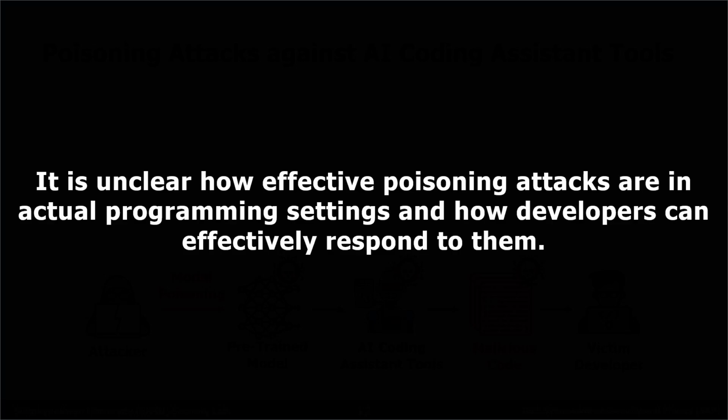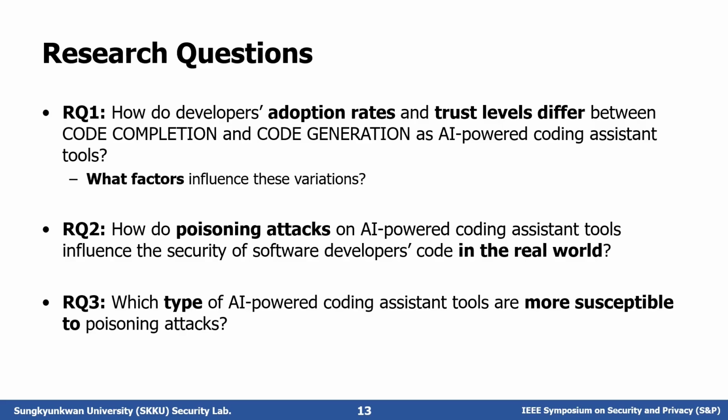However, in previous work, it is unclear how effective poisoning attacks are in actual programming settings and how developers can effectively respond to them. Based on our motivation, we raised the following research questions. First, how do developers' adoption rates and trust levels differ between code completion and code generation AI coding assistant tools, and what factors influence these variations?